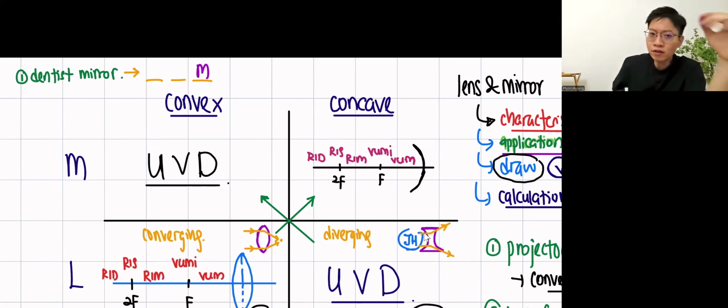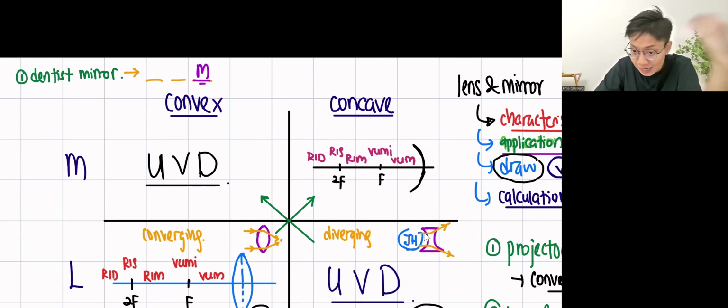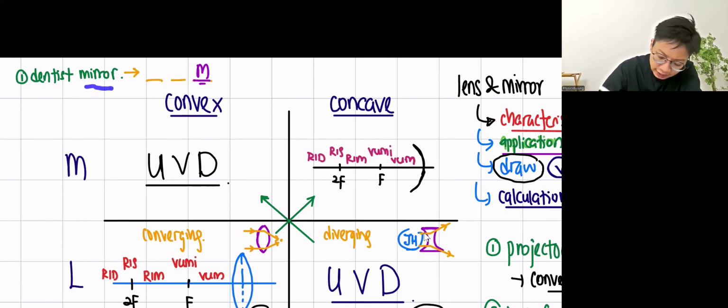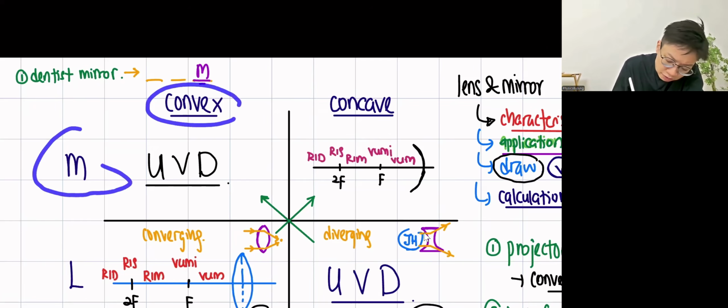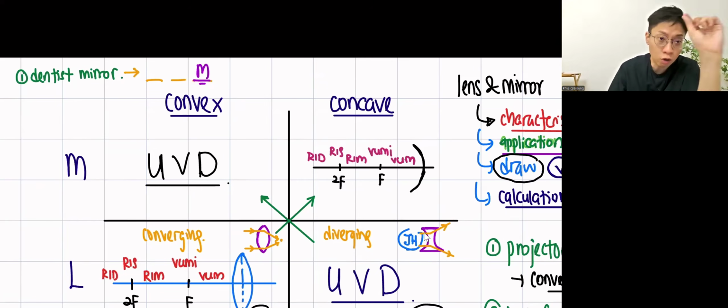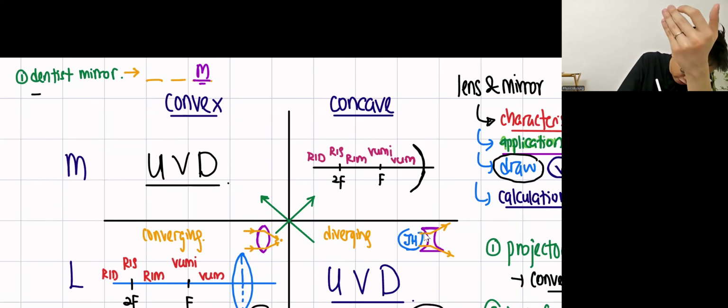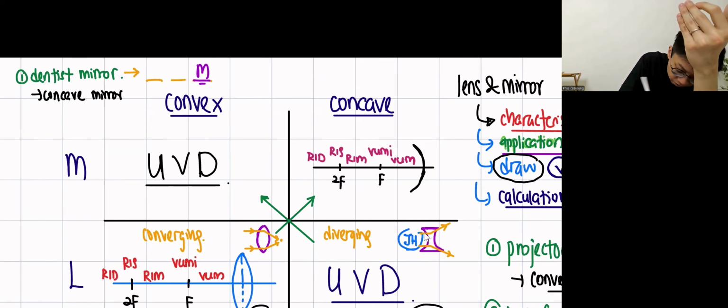So therefore, the dentist mirror must be magnified. Understand? So I'm looking for a mirror that can give magnification. A convex mirror is diminished, it makes images smaller. So the only one that can form a magnified image is a concave mirror. So my answer for the dentist mirror is going to be a concave mirror.